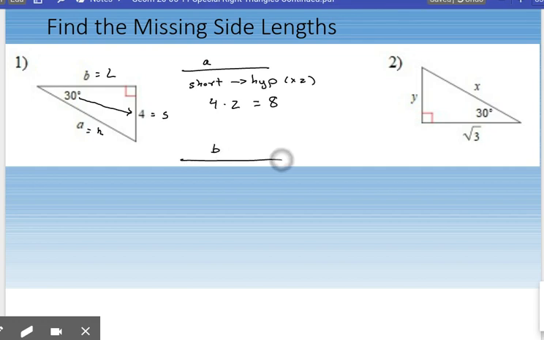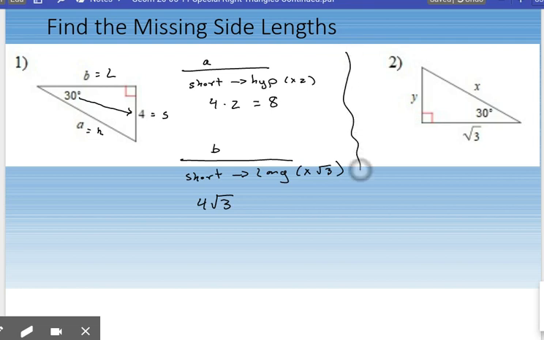For letter B, for this one, I'm going from the short to the large, or the long. And remember, when we do that, we multiply by the square root of 3. So I'm just going 4 times the square root of 3, and there's really nothing I can do to that. If you want to write it as a decimal, you can, but you don't have to. You can leave it just like that. If you did write it as a decimal, you would have 6.93, or 6.9, depending on where you round it.